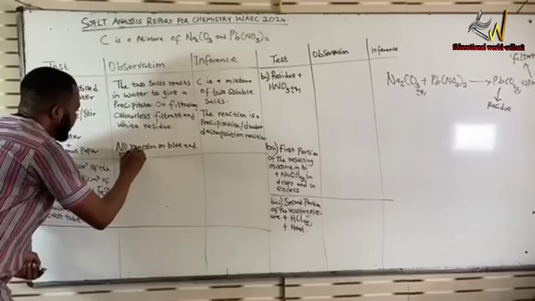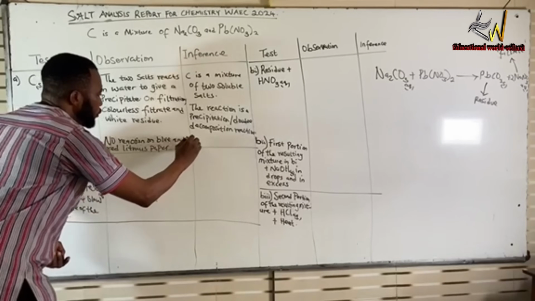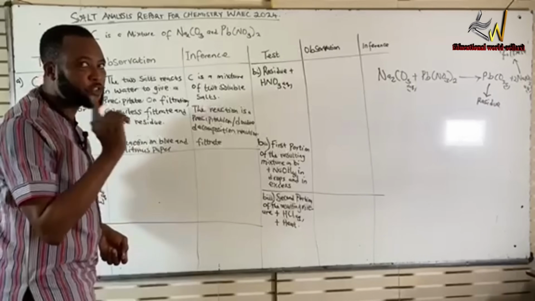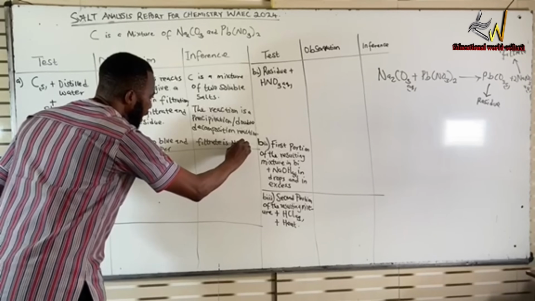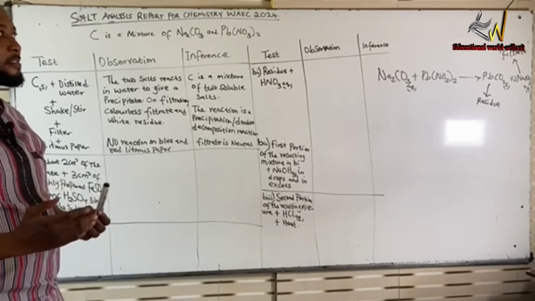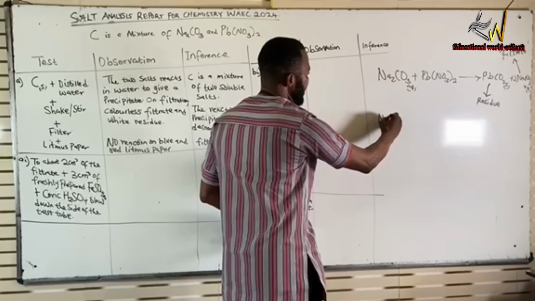litmus paper. So you now say filtrate is neutral, not solution. Filtrate is neutral. Now, I'm not too sure if they will ask this, but in case they ask, no problem. Now, remember that the filtrate is NaNO2.